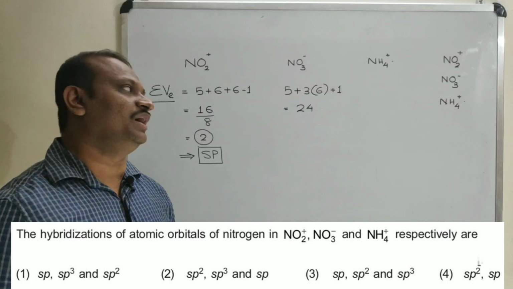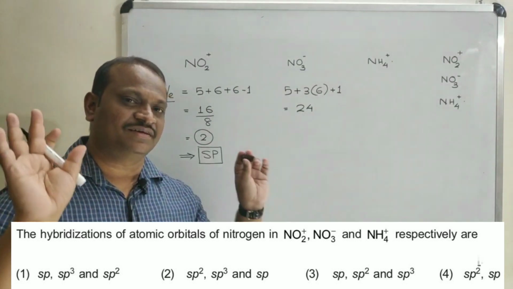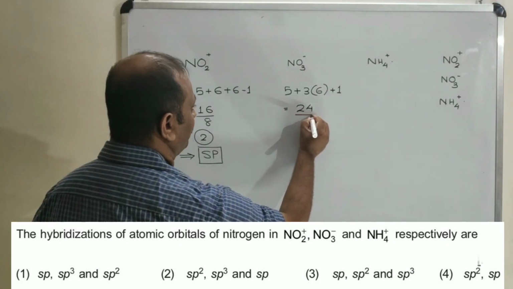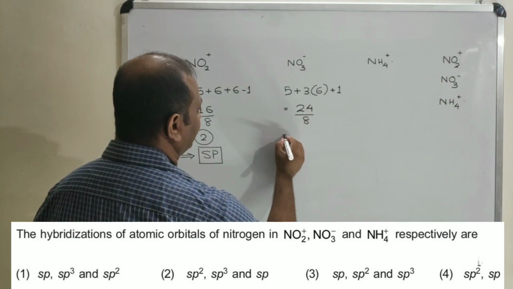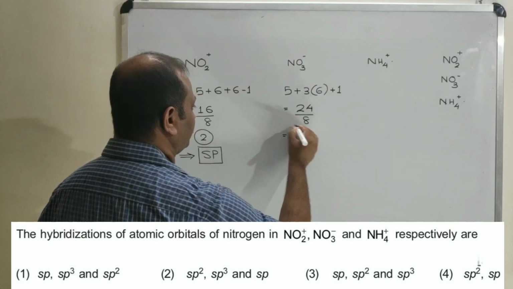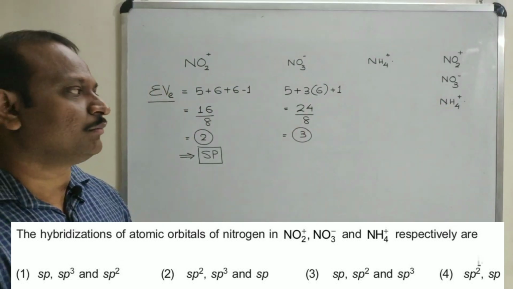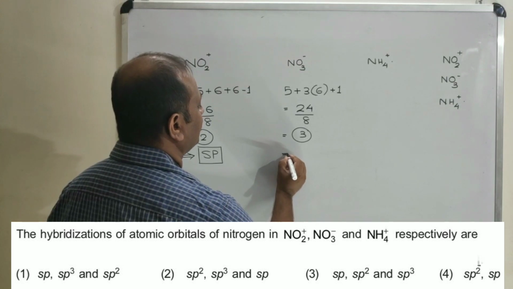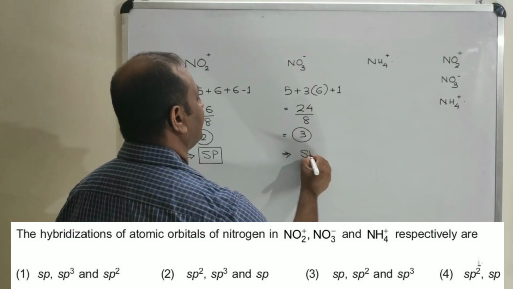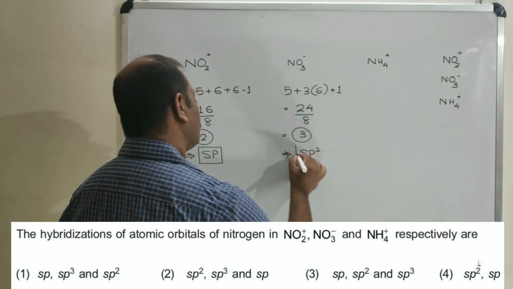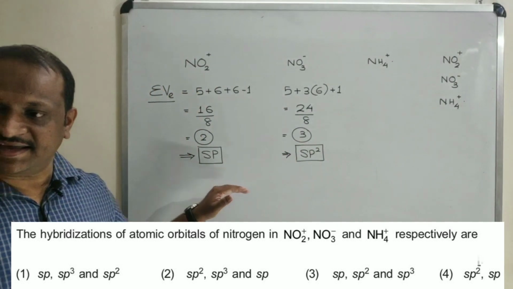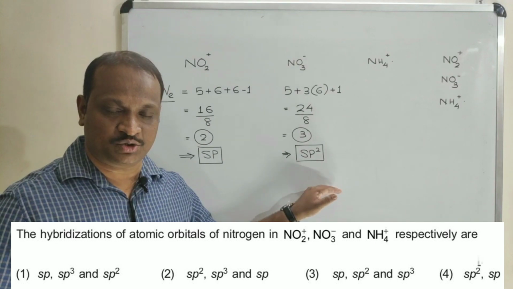Is it a multiple of 8 or not? Yes, it's a multiple of 8. Then we need to divide here also by 8. When you divide by 8, you get the steric number 3. If you get the steric number as 3, then obviously you will get the hybridization as sp2. So in the first case, hybridization is sp. Second case, hybridization is sp2.